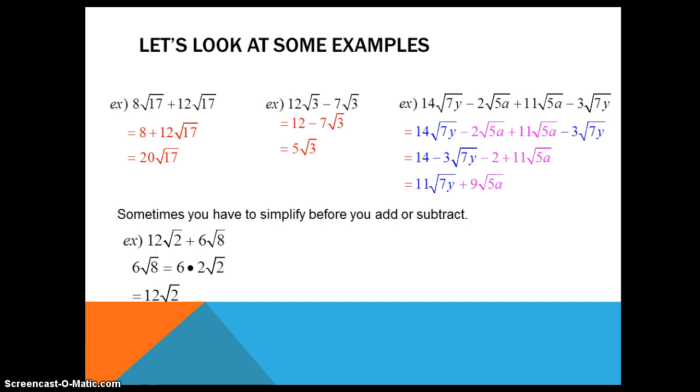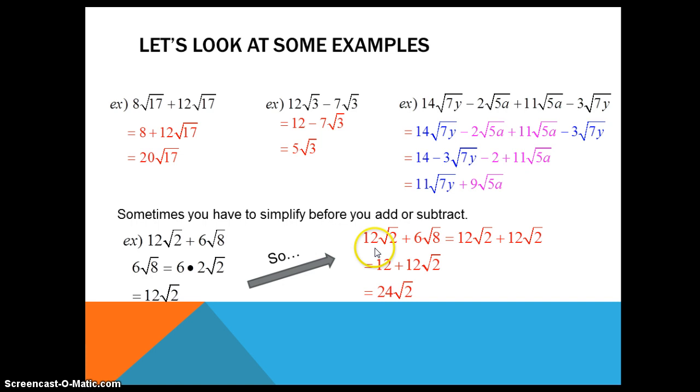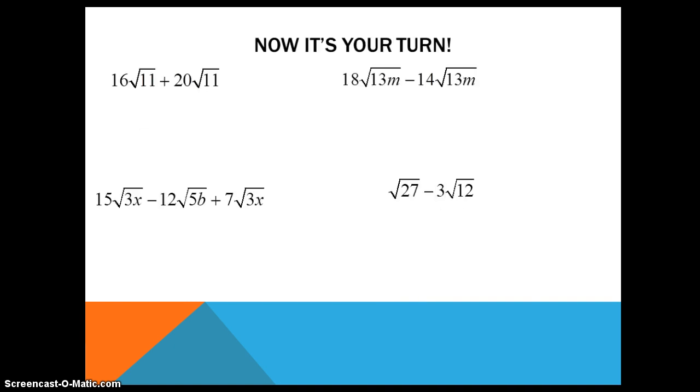We can simplify it, which means that 6 square root of 8 is actually the same as 12 square root of 2. And because of that, we can now add 12 square root of 2 plus 6 square root of 8 because they're both square root of 2's. 12 square root of 2 plus 12 square root of 2. Add the numbers in front. 12 plus 12 is 24 square root of 2. So sometimes you have to do a little work before you add or subtract.